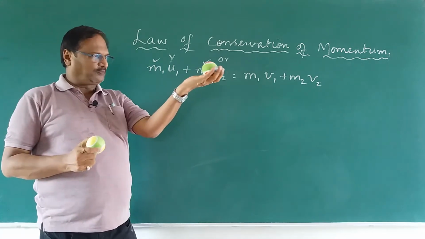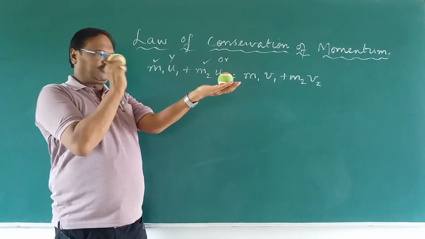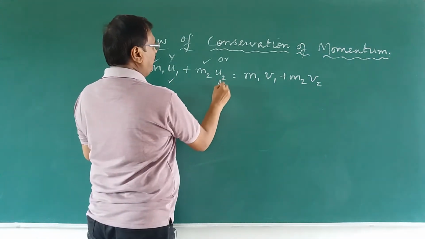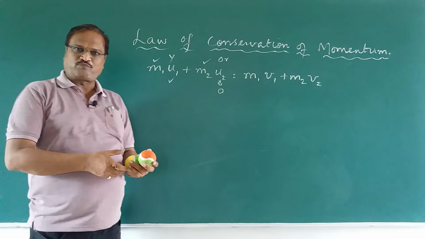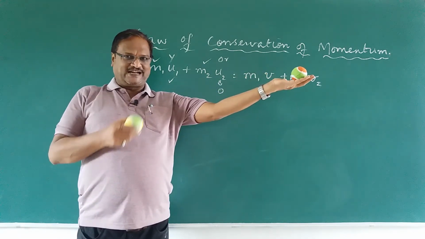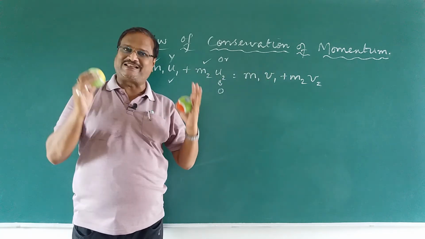For example, this body is at rest and I hit it. It is coming with the initial velocity u1. For u2, the body is at rest, which means it will be 0. Suppose this body is already traveling and this body is coming and hitting, then u2 will have a certain value.